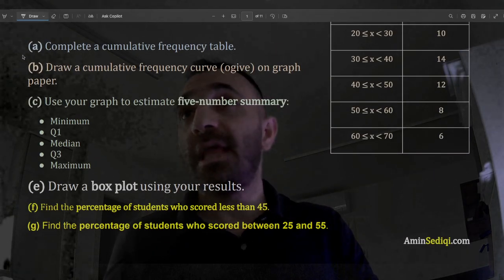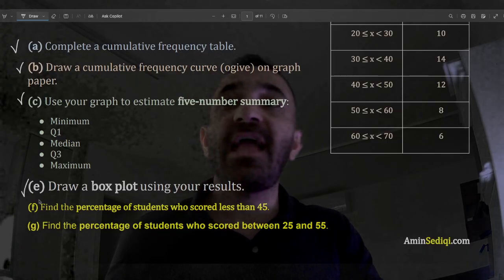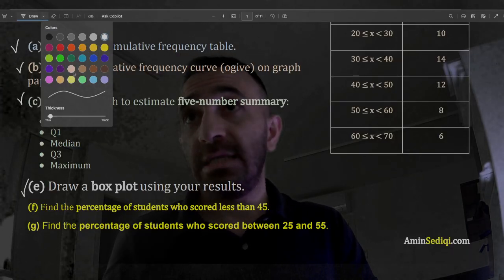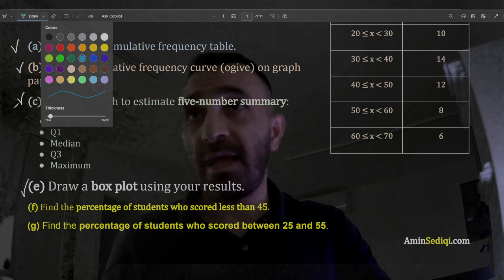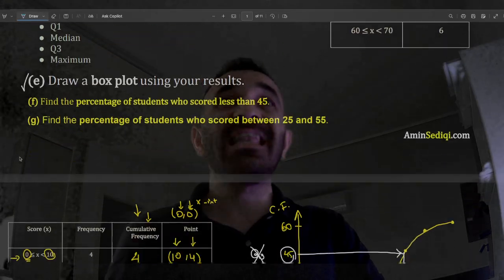Okay, we did part A, we did part B, C, D, E, and now let's talk about F. So let me change the color. I'm going to choose this blue color. Okay. Now, find the percentage of students who scored less than 45.